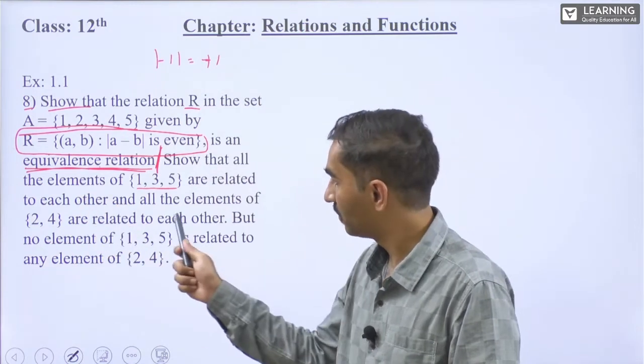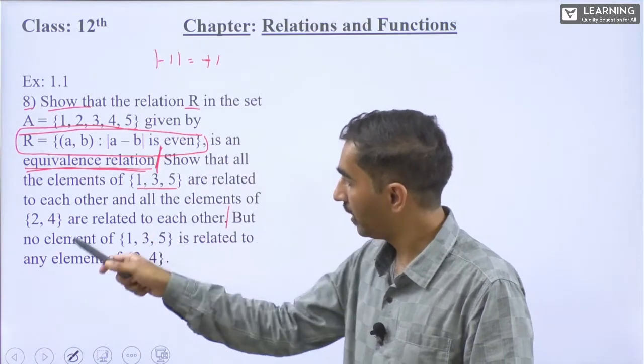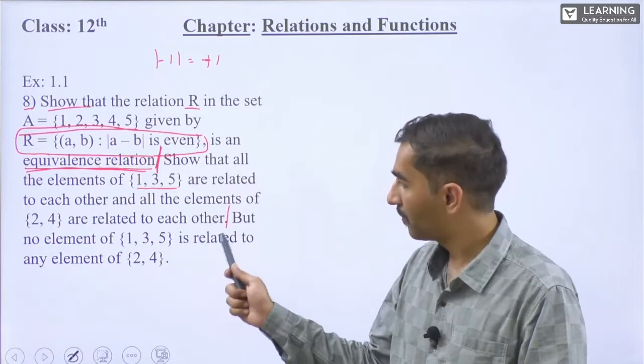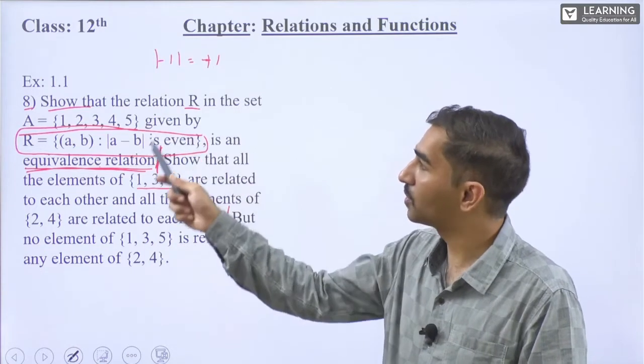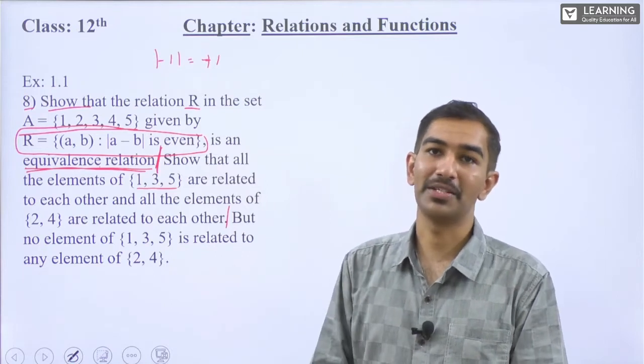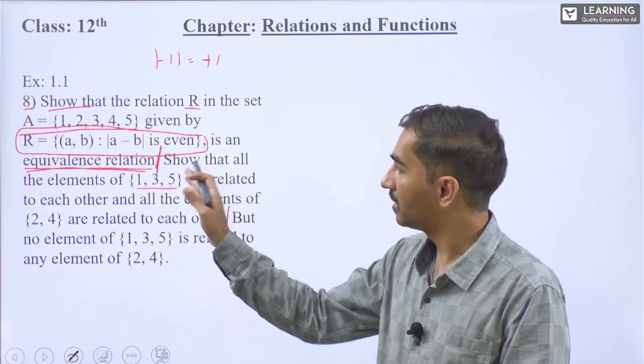Okay, we'll stop here again. The third sub question: but no element of {1, 3, 5} is related to any element of {2, 4}. So we have to also show this. So there are 3 sub questions within this. Understood? We'll start solving these questions. We'll do the first sub question first, then come to the second, then the third.